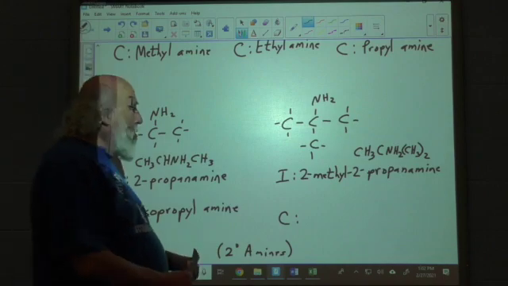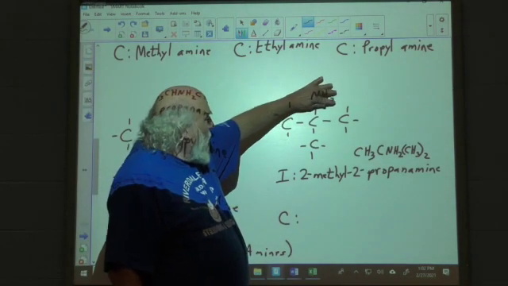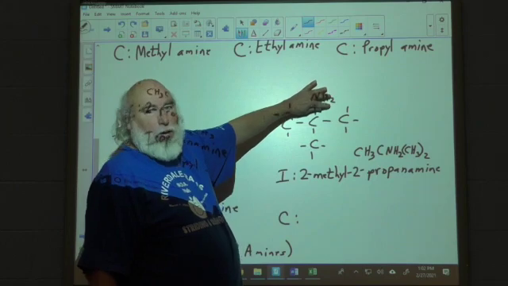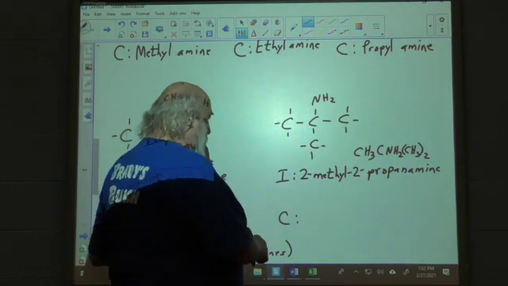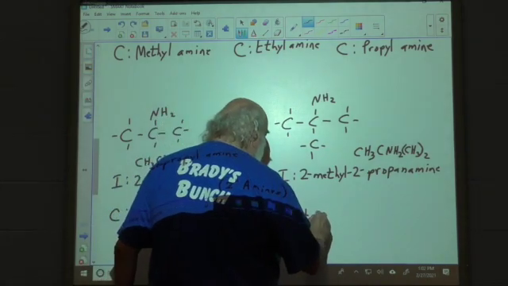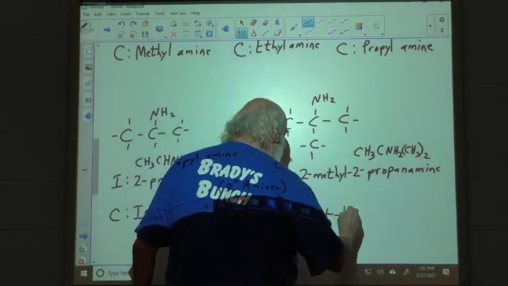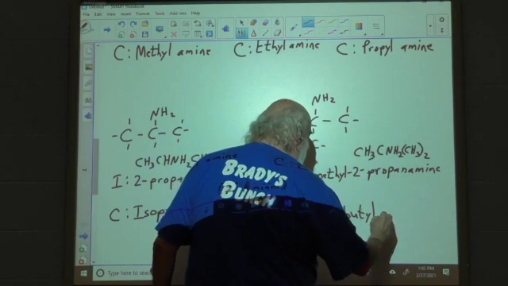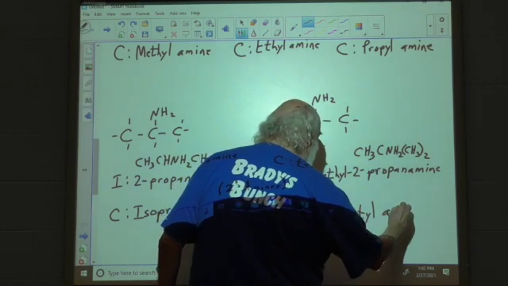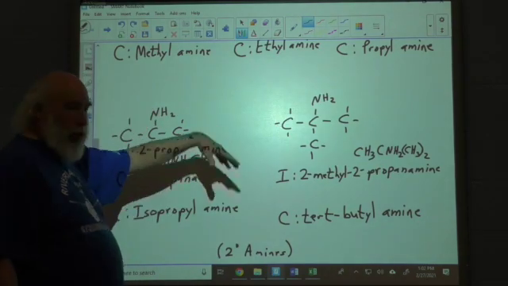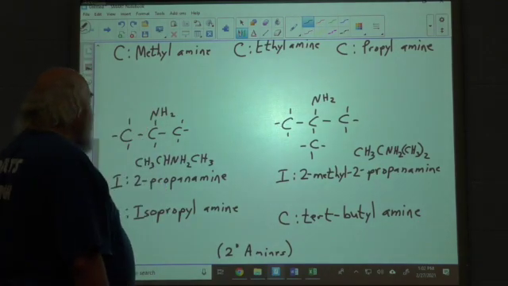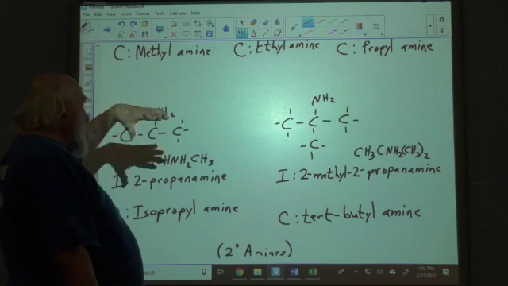All right, common naming system. Well, if you put an OH right there, that's tert-butyl alcohol. So this is called tert-butylamine. So that's how the primary works in different places.